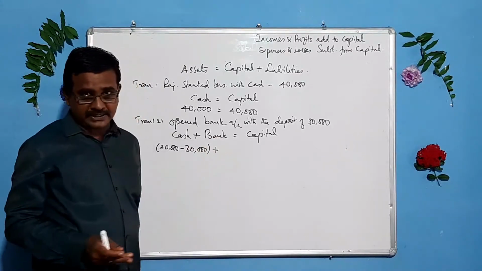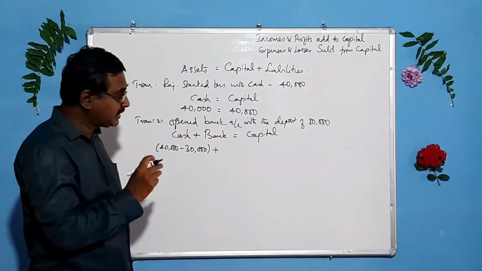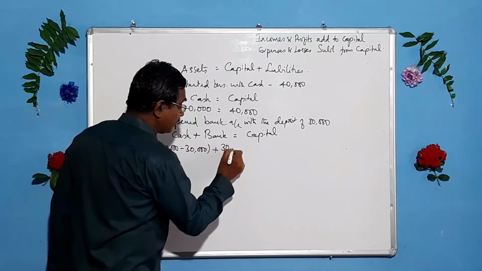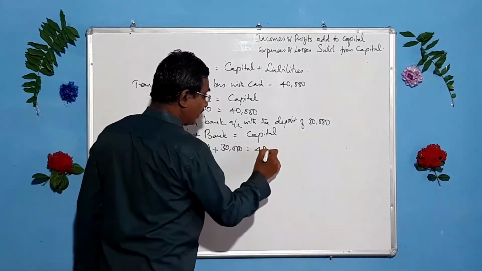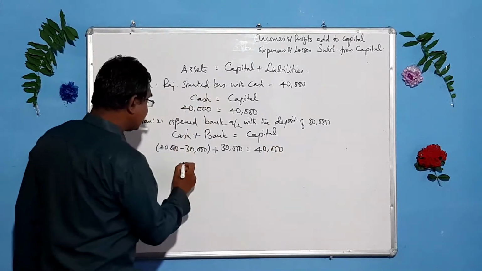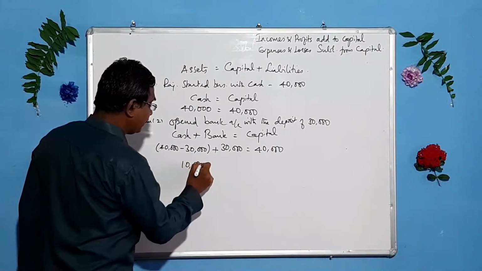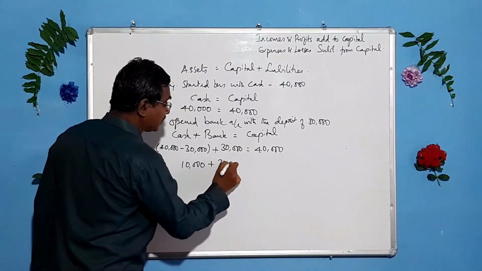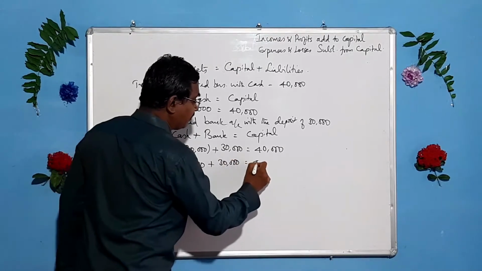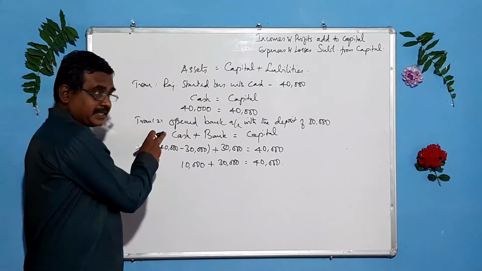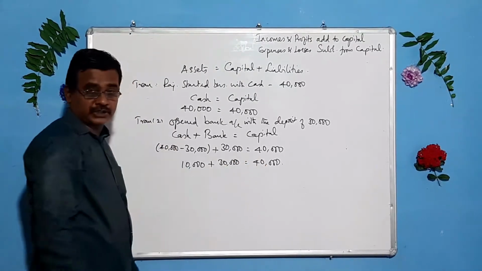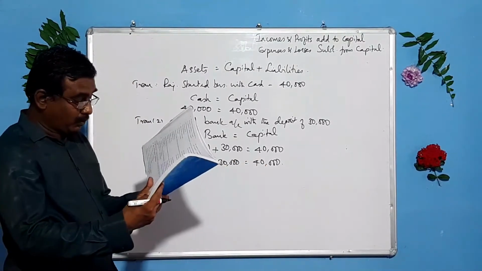And we have deposited the amount in the bank. How much is deposited? 30,000. There is no change in the capital. So, cash will be 10,000, bank will be 30,000 and capital will be 40,000. This is the equation and we have given the amount.